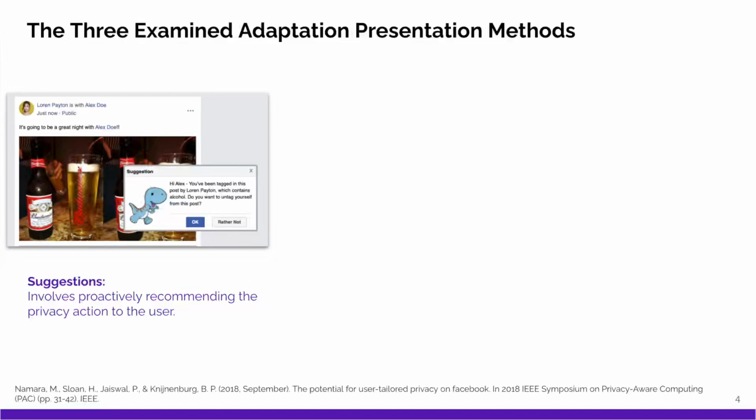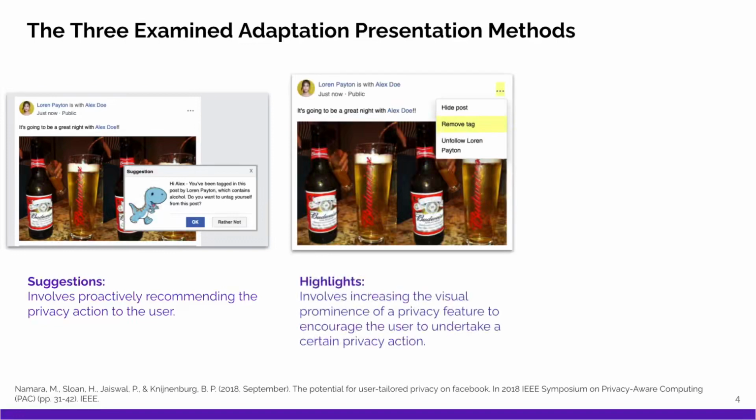Now, inspired by previous work that has proposed 3 adaptation presentation methods, number 1 being suggestions, which is basically saying once we learn of users' preferences and we have a model for them, we can proactively recommend a privacy action to the user using a suggestion. Or we can increase the visual prominence of a privacy feature to encourage the user to undertake a certain privacy action.